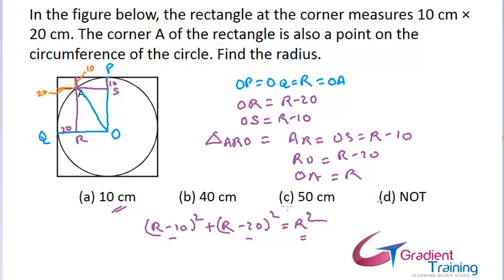But if you put R equals 50, we have 50 minus 10, 40 square, plus 50 minus 20, 30 square, equals 50 square. This is the Pythagoras triplet of 3, 4, 5 and its 10th multiple. So that makes 50 centimeter, option C, the right answer for the value of the radius.